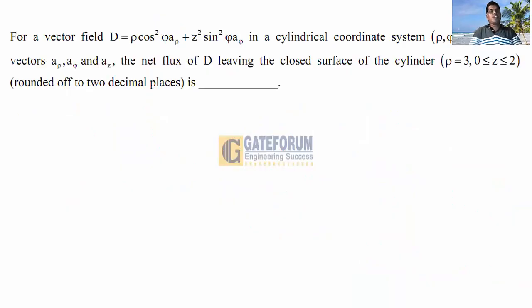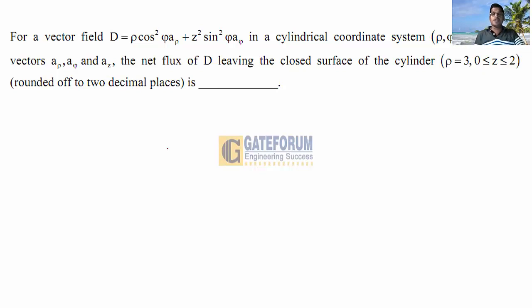The question is: for a vector field D, the letter to be bolded, capital D is a vector, equal to rho cos square phi a rho plus z square sin square phi a phi in a cylindrical coordinate system (rho, phi, z) with unit vectors a rho, a phi and a z, the net flux of D leaving the closed surface of the cylinder, rho is equal to 3, 0 less than or equal to z less than or equal to 2, rounded off to 2 decimal places is.